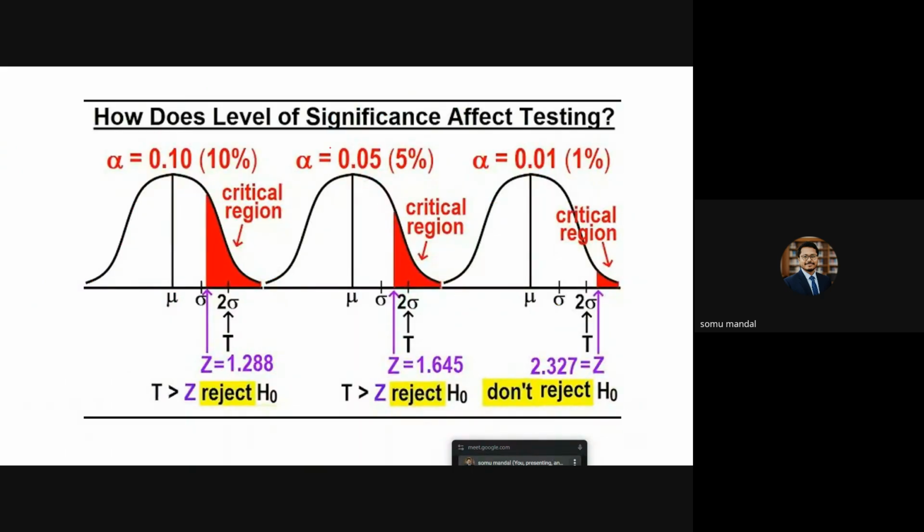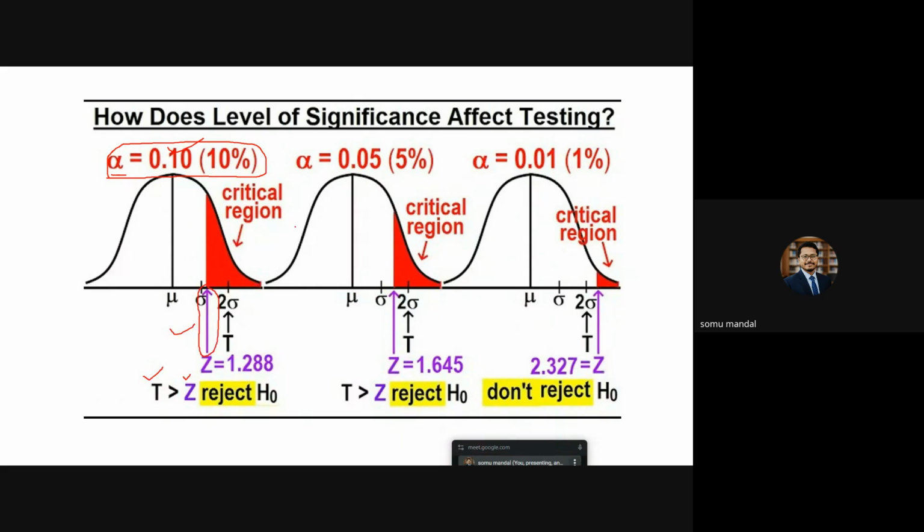Look at this particular example. How does level of significance actually affect the testing? Suppose in case of alpha 0.10, this is the 10%. Suppose your test value is T, and G indicates the hypothetical value at the 10% level. It's a fixed value. You can extract this particular value at different levels from the Z table, T table, ANOVA table. There are a lot of tables. So from this particular table, you can clearly extract the value.